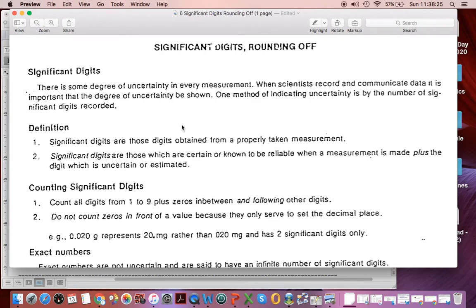Good day. In your notes package, you should have a sheet that looks like this, and some of it's review and some of it's new. First of all, you should know in measurement, there's always some degree of uncertainty. Primarily, this relates to the instrument used to do the measurement. It'll only allow you to go to the nth degree, and of course, user care matters as well.